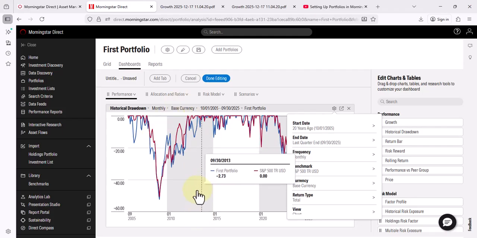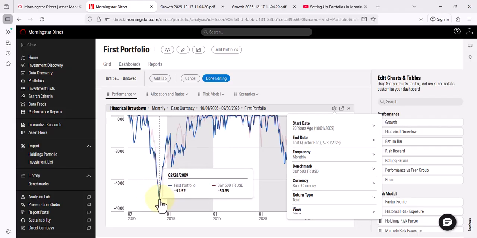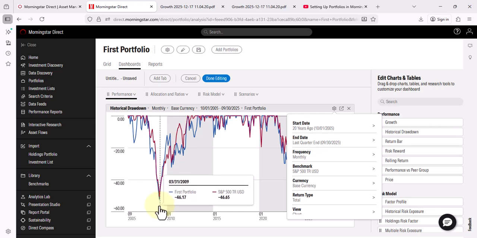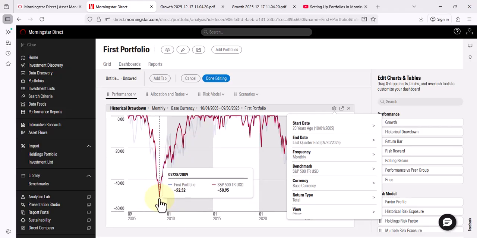So we can see here, the first thing we wanted to look at was the financial crisis. At the peak of the financial crisis, February of 2009, this is where the stock market had declined by its greatest percent. We can see our first portfolio had a decline in value of 52.52%. So you can see it's a pretty substantial decline in the value of those investments. For the S&P 500, it was 50.95%. So our portfolio did slightly worse than the S&P 500, but not by much.